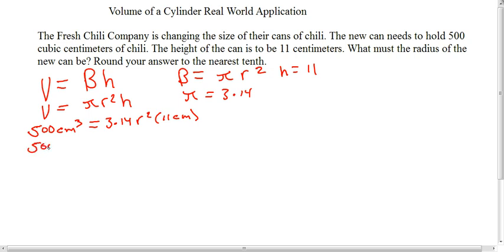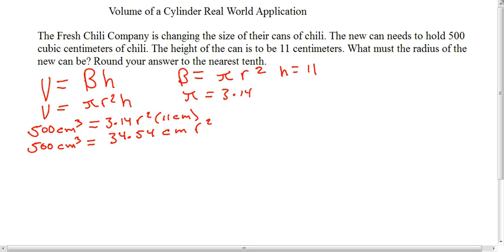Again, we have 500 centimeters cubed is equal to, and let's go ahead now and multiply 3.14 times 11. If we do that, 3.14 times 11 gives us 34.54 centimeters, and that's all times radius squared.